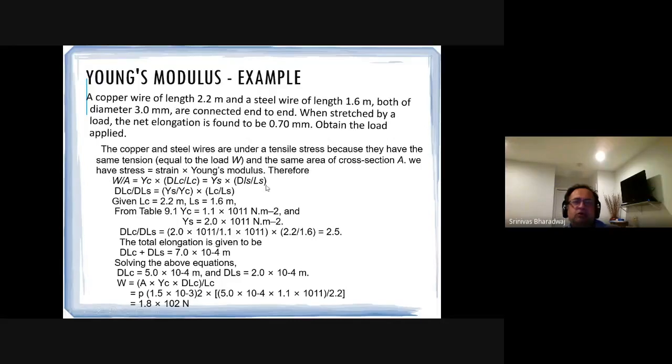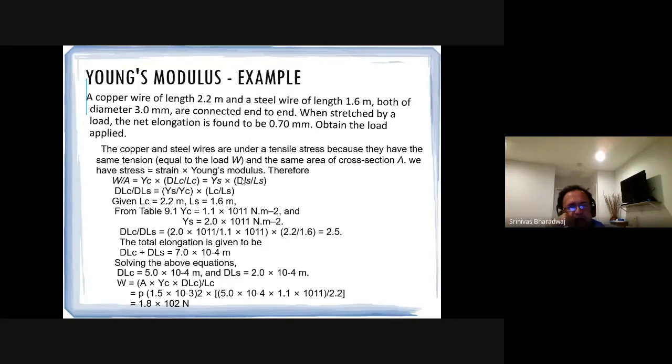So what are all the unknowns here? LC is a known. LS is a known. YC we looked up in the table. YS we looked up in the table. Now, what are the two unknowns? Delta LC and delta LS. But delta LC plus delta LS equals 0.7.